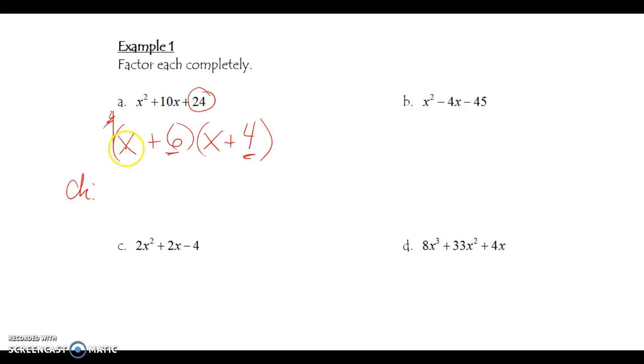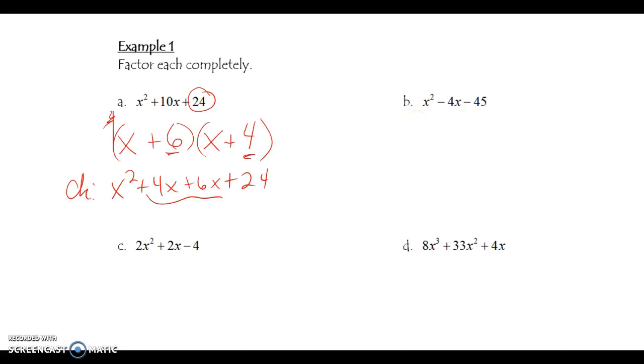I multiply this back together. See, I get x squared, 4x, plus 6x, plus 24. That will give us 10x, which would take us right back to where we started from. So we're just rewriting something as a product instead of as a sum or a difference when we factor.